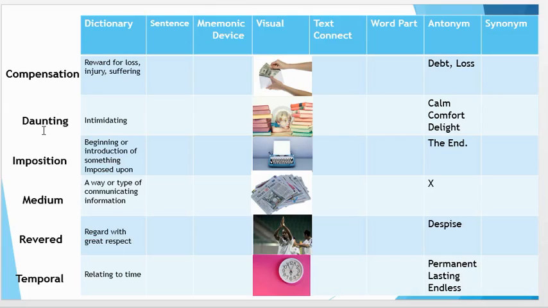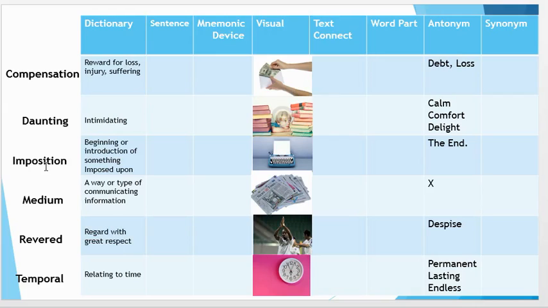Our next word is daunting, something that's very intimidating, maybe a path into the dark, unknown woods. If you take a look at the picture of this little boy, he's looking at all these books. This is very daunting and intimidating. Maybe he wanted to read. And lastly, the antonym for this would be calm, comforting, delightful. So the opposite of daunting.